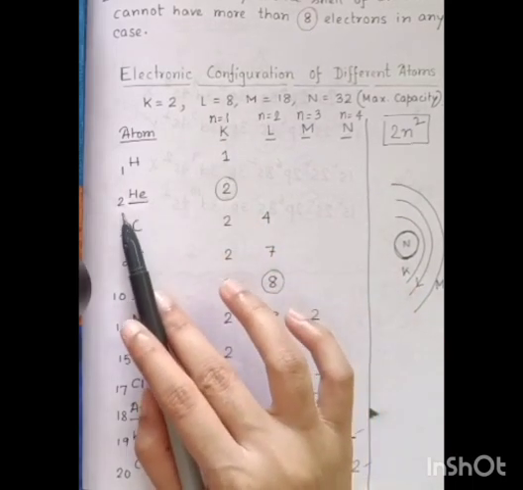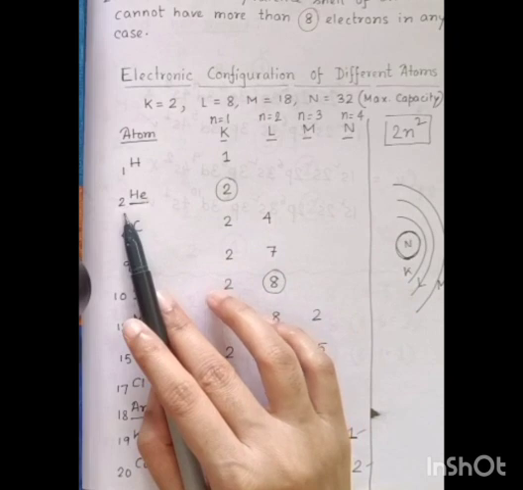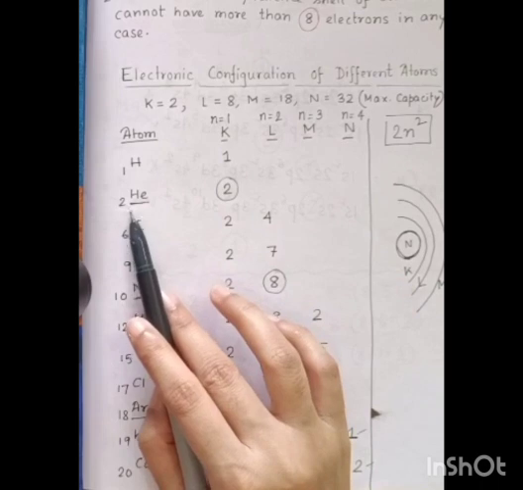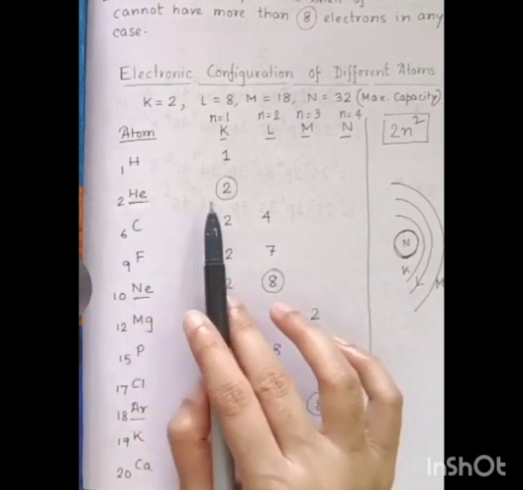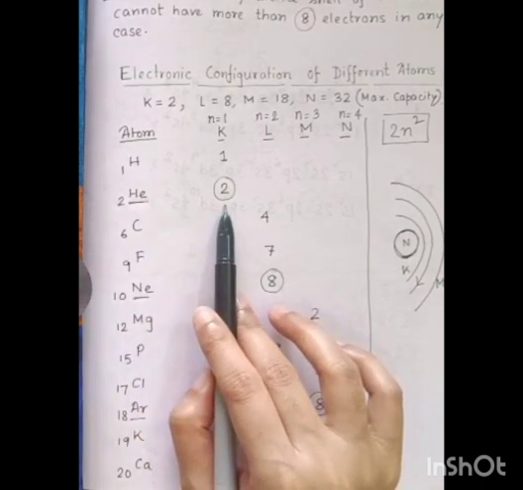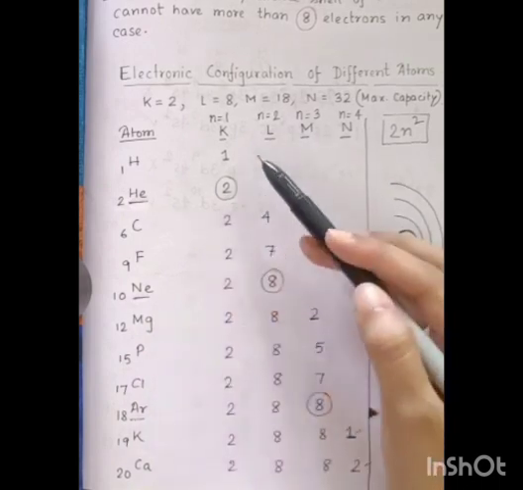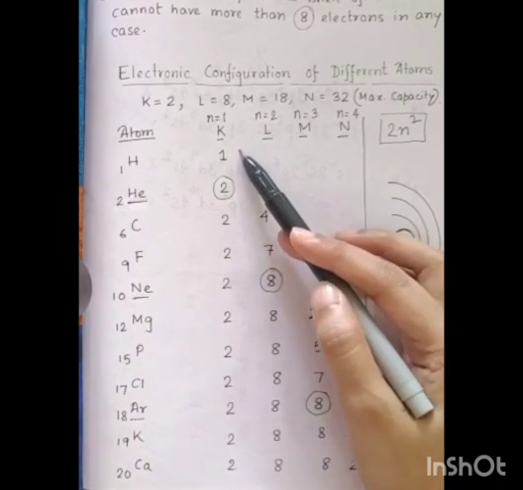Now for helium, you can see its atomic number is 2. That means it has 2 protons as well as 2 electrons. And these 2 electrons will definitely enter the first shell again, which is K shell, as the K shell can accommodate maximum 2 electrons.